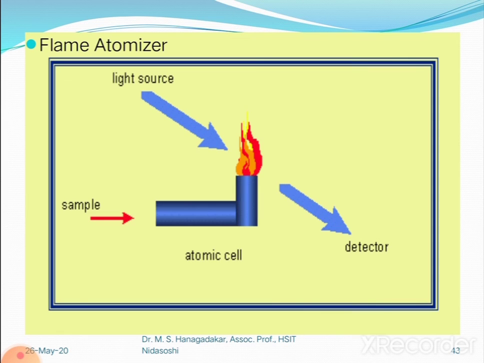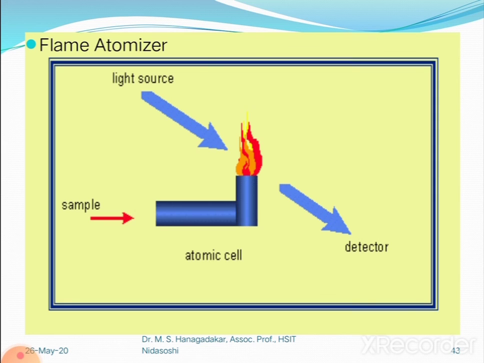What you can notice is that the sample solution is fed through the flame system with the support of the nebulizer, or atomic cell, where the light from the hollow cathode lamp is allowed to pass through the flame, and because of that the color of the flame changes. The color of the flame depends upon the kind of sample solution we are using, which is supplied through the nebulizer system.